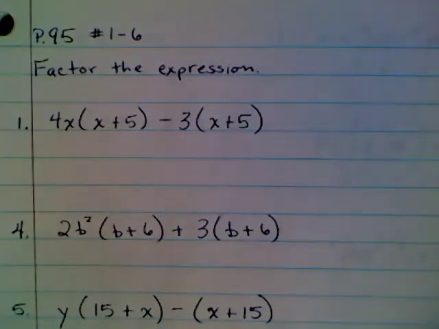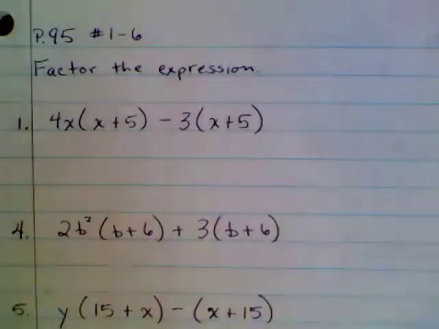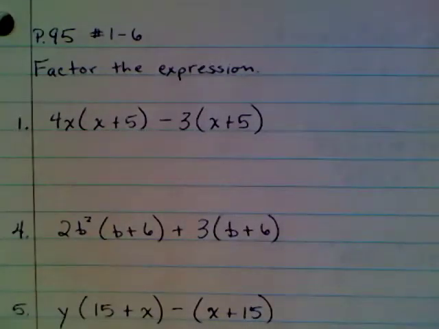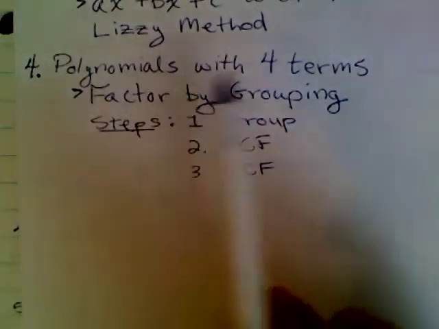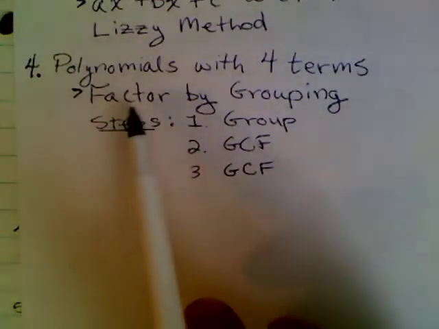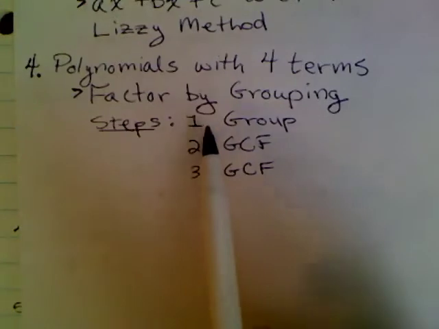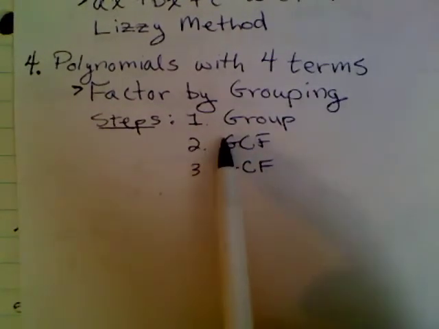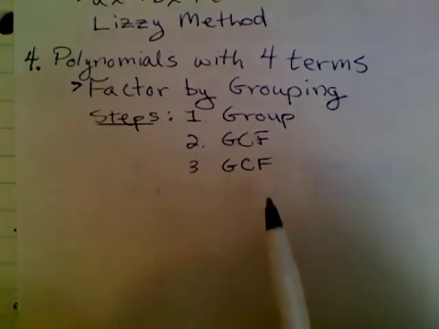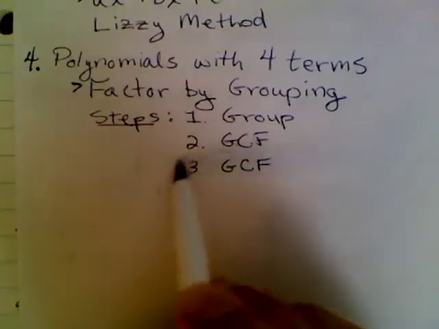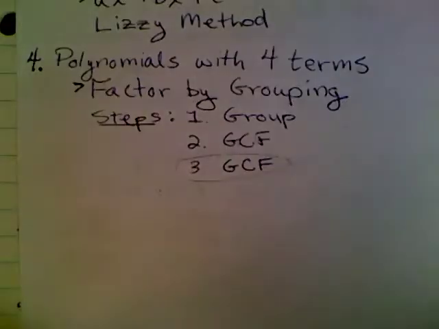Okay, so there are three steps to grouping. And those three steps, remember, these are typically polynomials with four terms. To factor by grouping, all you have to do is group, then GCF, then GCF. Well, in this particular page of homework, all we have to do is take the greatest common factor.